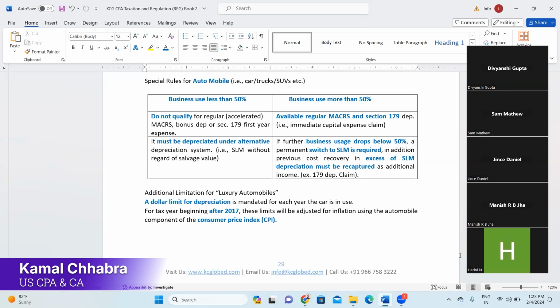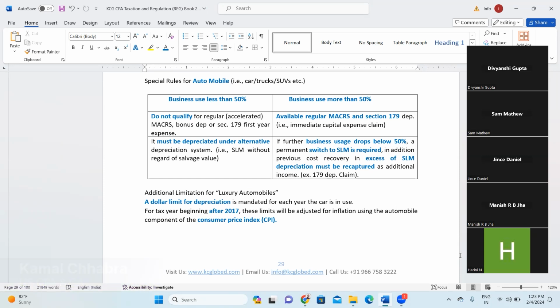So there's a definition. We'll be discussing that also. Additional limitation for luxury automobile. A dollar limit for depreciation is mandated for each car in use for the tax year beginning after 2017. So this comes under the TCJ Act. These limitations will be adjusted for inflation using the automobile component of the consumer price index.